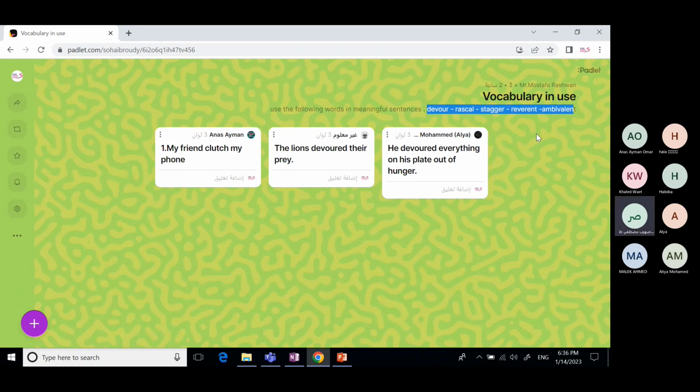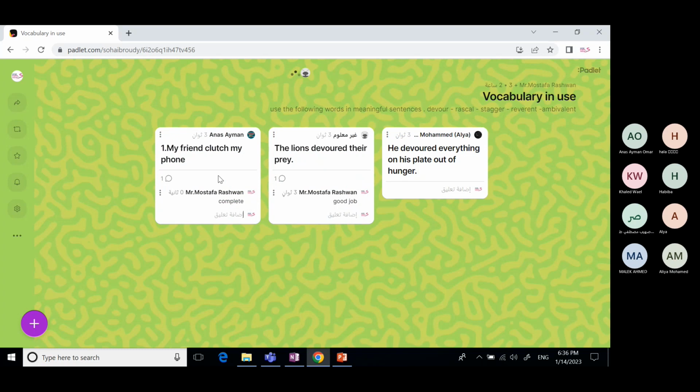Everybody, I prefer you write your name above your answer. One, my friend clutched my phone. Okay, Anas. And don't publish only one sentence. Write the 5 at one time. The lions devoured their prey. Who was that? Name, please. Khalid. Okay, Khalid, thank you. And Alia, sorry. He devoured everything on his plate out of hunger. Excellent. Continue.